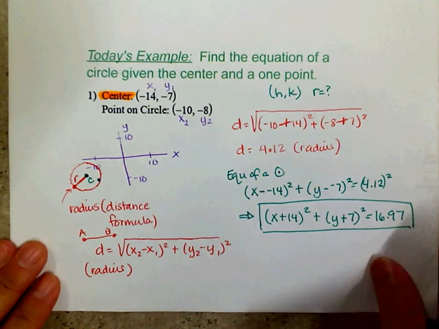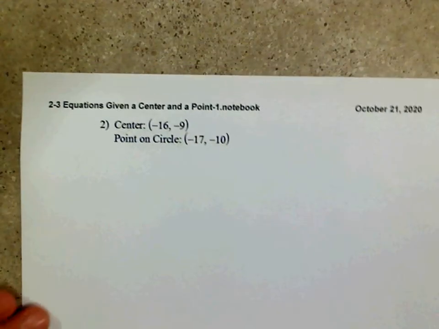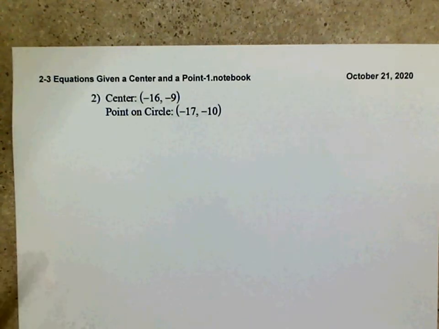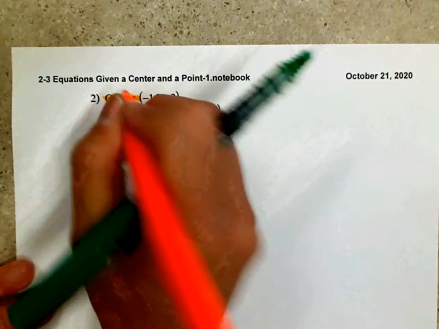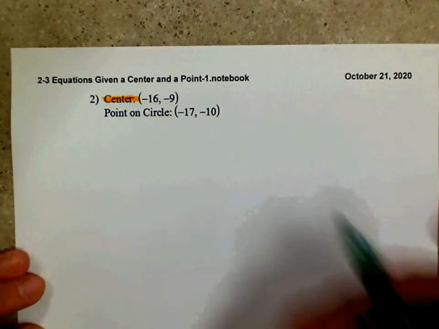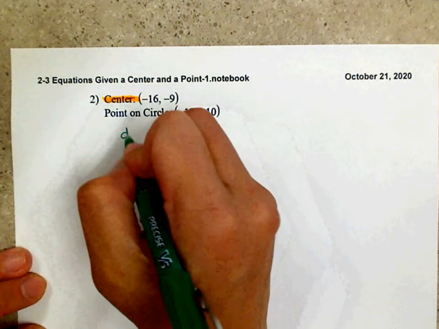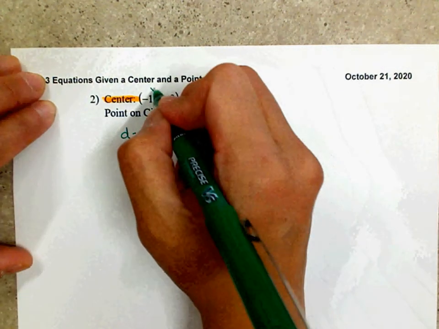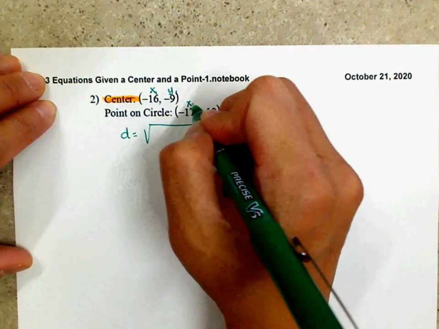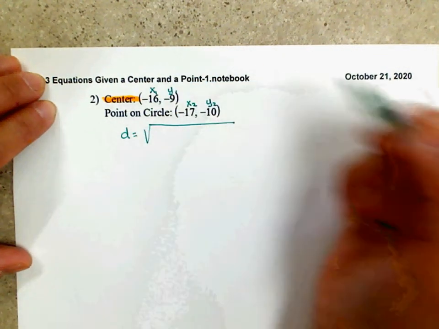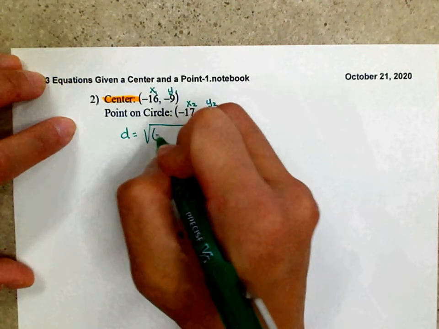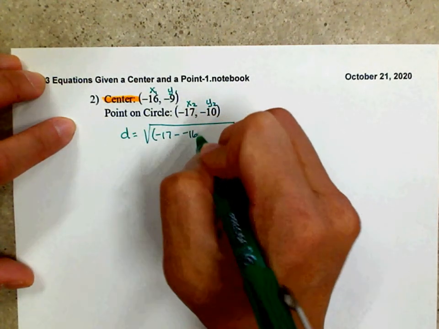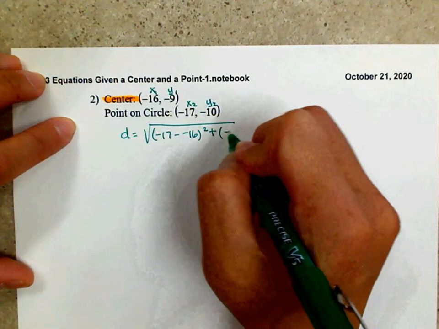Let's do some more examples. Okay, let's look at this example. Keep in mind where your center is. Here's your center, okay? Same scenario. Let's find our distance first. All right. x1, y1, x2, y2. You do not have to name them unless you want to. Negative 17 minus negative 16 squared plus negative 10 minus negative 9 squared.